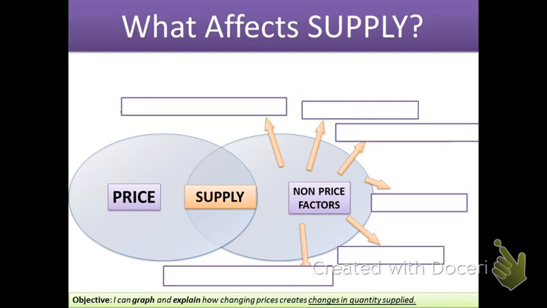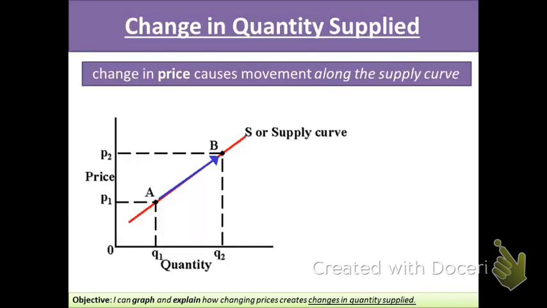And notice our learning objective. I can graph and explain how changing prices creates changes in quantity supplied. You should recognize that this is basically the same as demand, in that price affects both demand and supply, in terms of quantity demanded and quantity supplied. And so let's look at an example of this. Change in quantity supplied, this is your last key term. It's the change in price that causes movement along the supply curve.